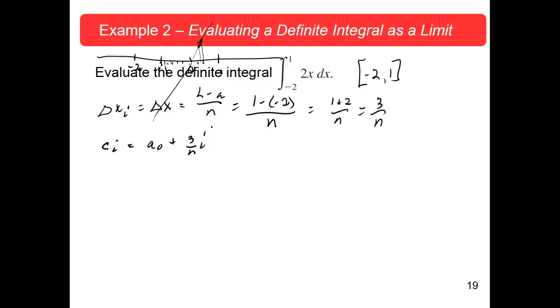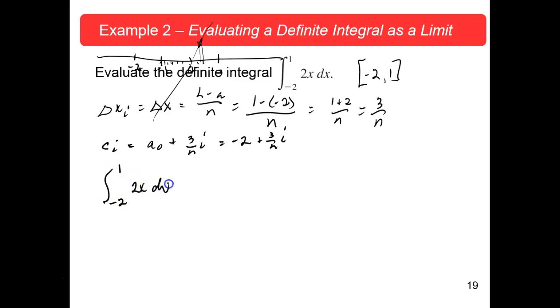That's how far you go over from the first endpoint, which is your -2, and each interval is 3 over n, and the ith value there would be 3 over n times i added to the -2. So this would be -2 plus 3 over n times i. Remember those good old i's? We've got to have them in there. Aren't they fun?